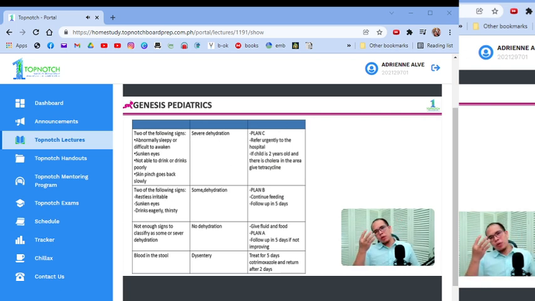And for WHO, they keep it simple. You only have to monitor 4 parameters. My mnemonic for that is SETS. Sensorium, eyeball, turgor, that's your T, and thirst, and S, skin turgor. So again, sensorium, eyeball, thirst, and skin turgor.